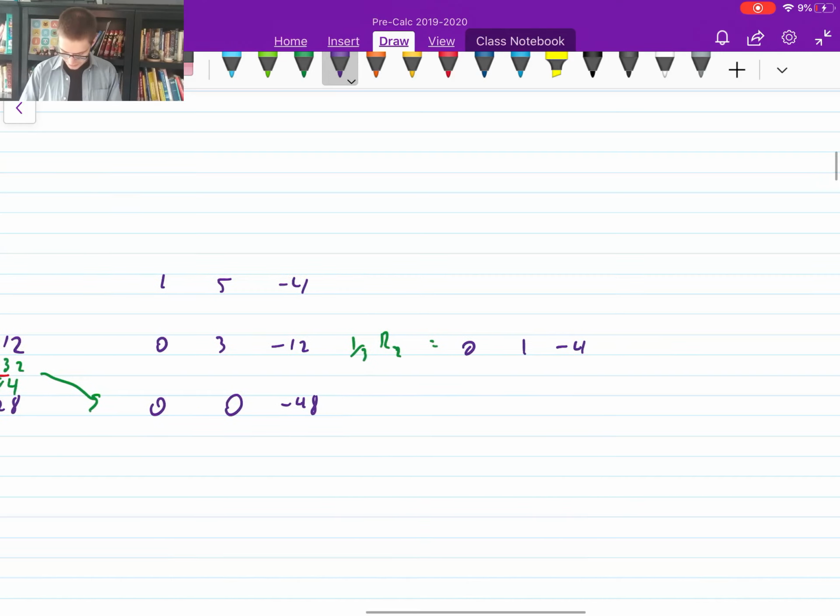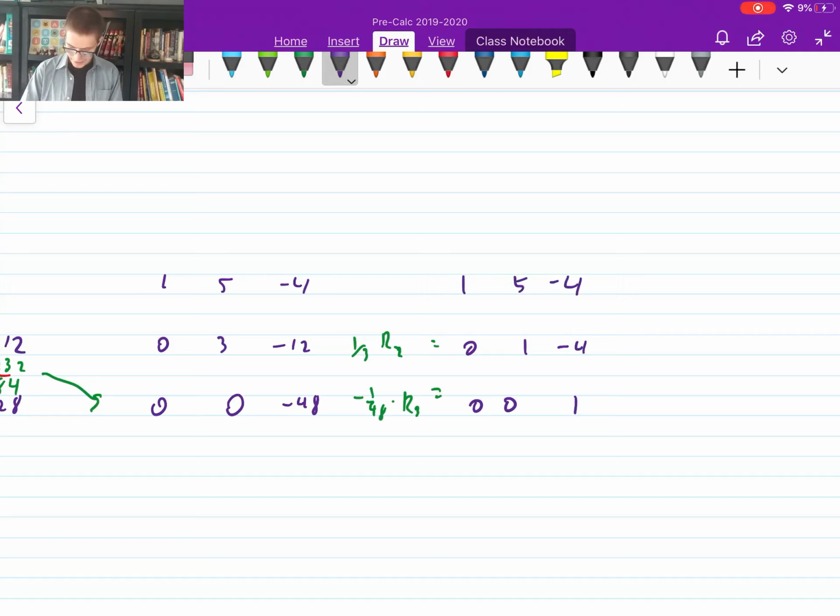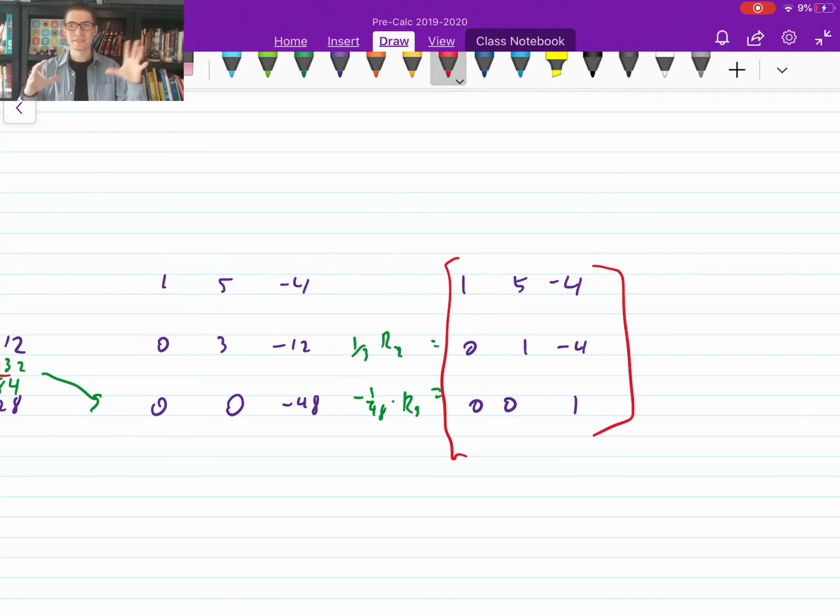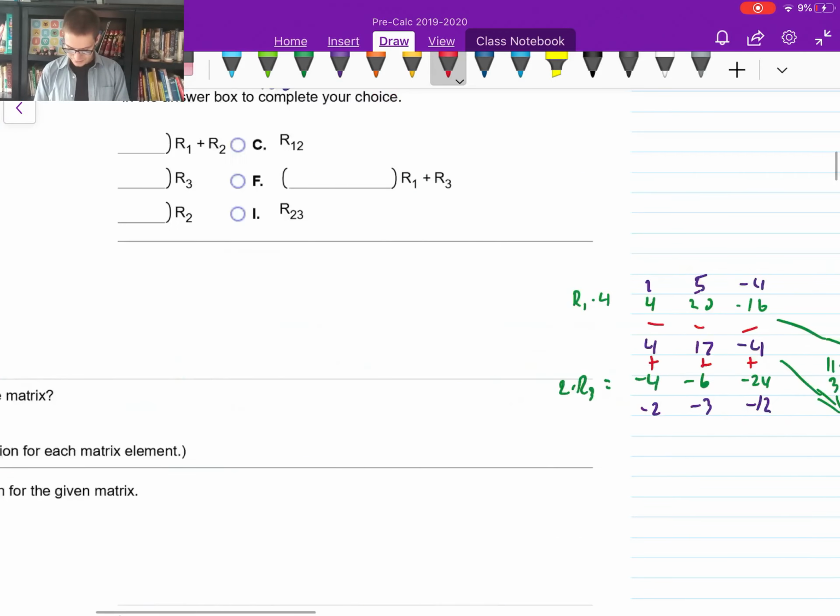And then we'll do negative 1/48 of row 3. So negative 1/48 times row 3 equals 0, 0, 1, and then finally we have 1, 5, negative 4. And that, right here, is row echelon form. Ones on the diagonal, zeros in the triangle, good to go. And that's it. It's number 6, so you would plug this one into the answer.